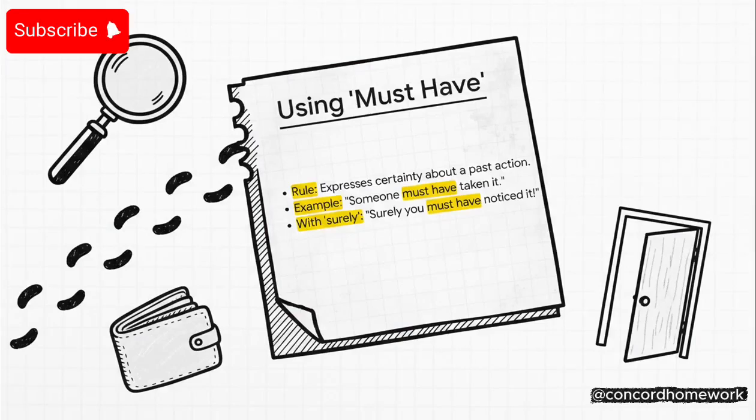So let's say your keys are gone. You've checked everywhere. When you say someone must have taken them, you're connecting the dots. It's the only logical conclusion left. And if you throw in the word surely, like in "surely you must have noticed it," you're just cranking up the certainty dial. You're basically saying there's no way you missed this.